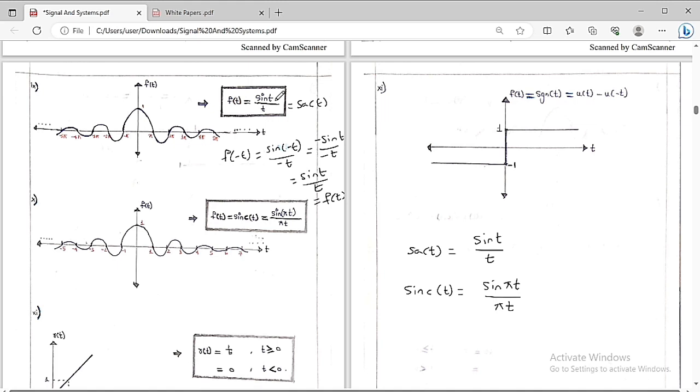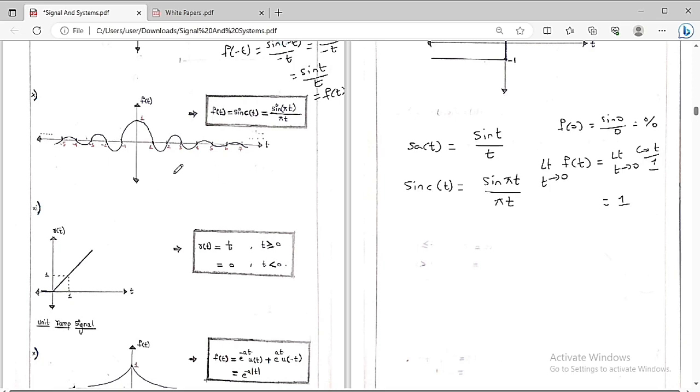You substitute 0, then what is going to happen? Sin 0 by 0, sin 0 is equal to 0, so 0 by 0 is indeterminate, so we are going to apply L'Hospital's rule. Then what is L'Hospital's rule? It is equal to the limit of the derivative of the numerator and denominator. So limit t tends to 0, f of t is nothing but the derivative of the numerator and denominator. So limit t tends to 0, the derivative of sine is cosine and the derivative of t is 1. So substitute t is equal to 0, then we are going to get cos 0 is equal to 1. So at t is equal to 0, this function is going to have a value of 1. So I have already proved it here.